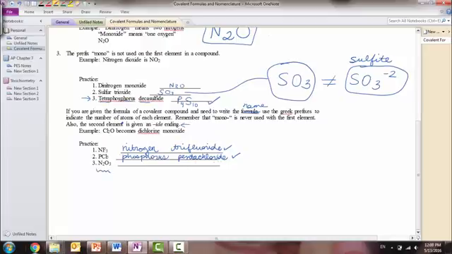And finally, N2O3. 2 nitrogens will be dinitrogen. And the second one is O3, that's trioxide.